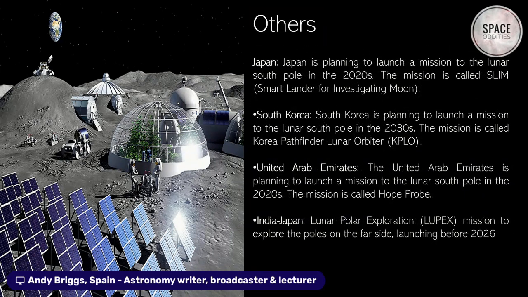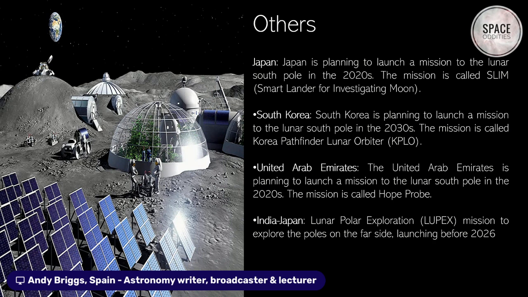Others, Japan is planning to launch a mission to the lunar South Pole in the 2020s. It's called SLIM. This is a much nicer acronym, Smart Lander for Investigating the Moon, which I like. That's short and sweet and to the point. South Korea are planning to launch a mission to the lunar South Pole in the 2030s. That's a little more of an unpronounceable acronym. It's KPLO, the Korea Pathfinder Lunar Orbiter. UAE, the United Arab Emirates, is planning to launch a mission to the lunar South Pole in the 2020s. That's called HOPE Probe, because their Martian mission is also called HOPE, of course.